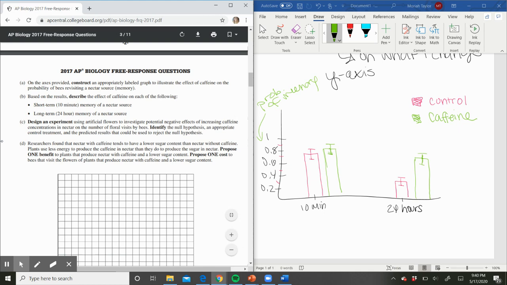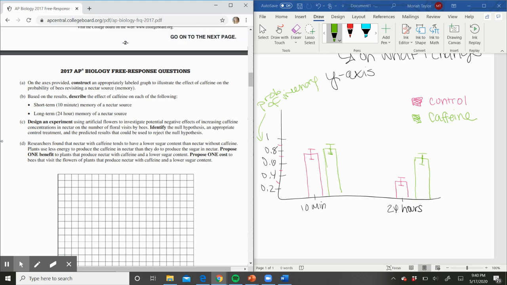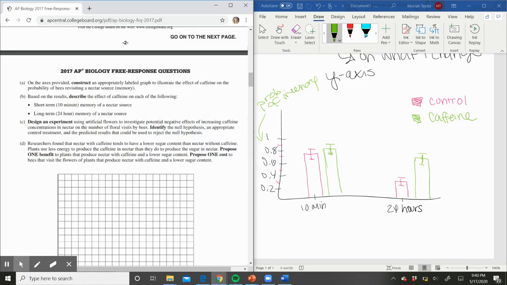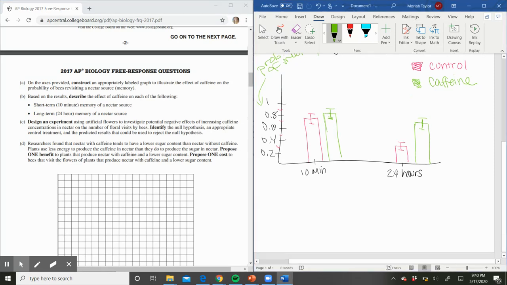So it says, based on the results, describe the effect of caffeine on each of the following: short-term memory of a nectar source and long-term memory of a nectar source. So with short-term, or 10 minutes, we have error bars that overlap, meaning that their means might be the same. And if their means might be the same, then we can say that there is no effect on memory for the bees via 10 minutes.